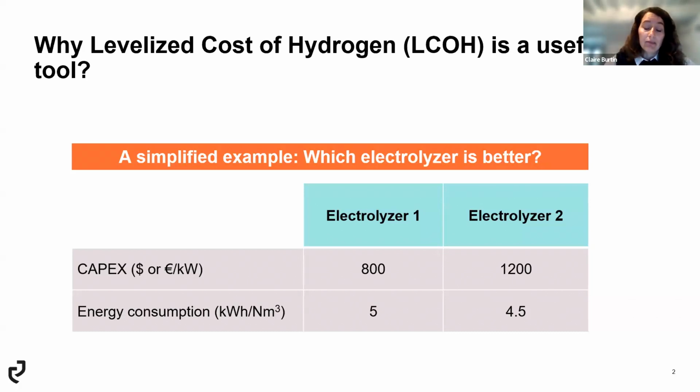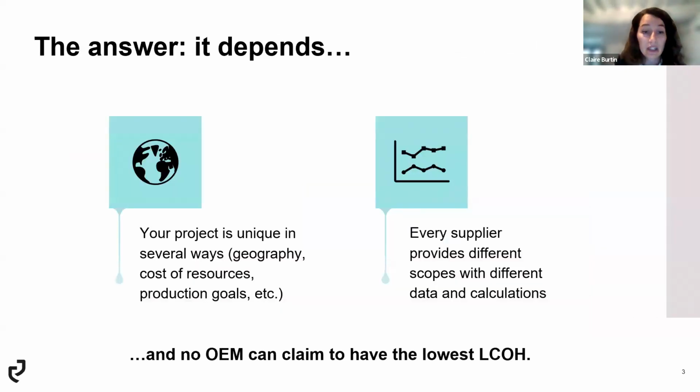To answer this question, as of now there is no good answer, because it depends obviously on your project. Your project is unique in several ways. So the LCOH will be very specific to your project and the way you're going to design it. Therefore, the LCOH is going to be a useful tool for you to make decisions on the design, on the type of electrolyzer you need for your specific project in your specific location. That's just as an introduction.